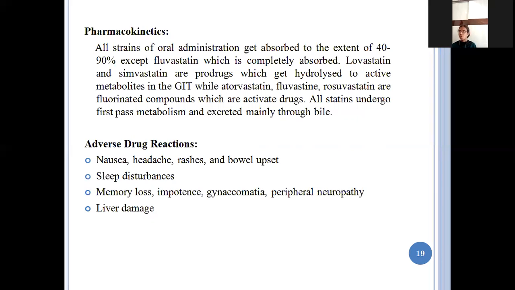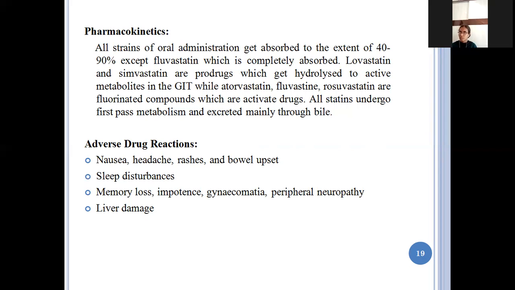So it is the oral route of administration, and the drug undergoes a metabolism process in the liver, but lovastatin and simvastatin are prodrugs. So after the administration, when it reaches the gastrointestinal tract, it will get activated, and the remaining drug undergoes first pass metabolism and is excreted through the bile.